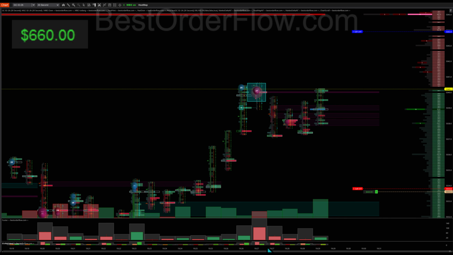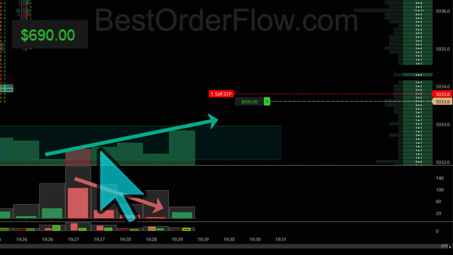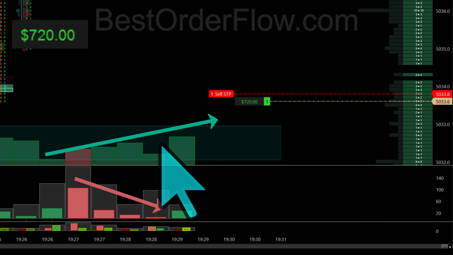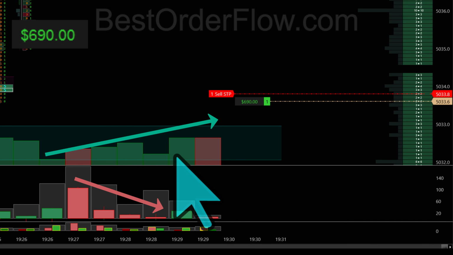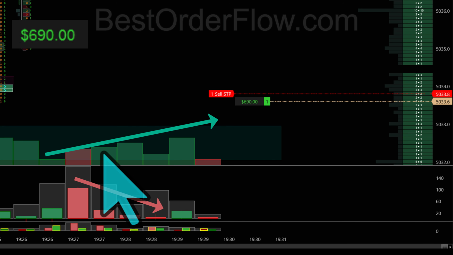Now we're moving up. The most important thing is that the level 2 delta is growing. Level 1 delta is red, with less and less size of the sellers, but level 2 is pushing. This is clearly level 2 pushing up. Level 1 is still trying to push down. That doesn't always happen, by the way.